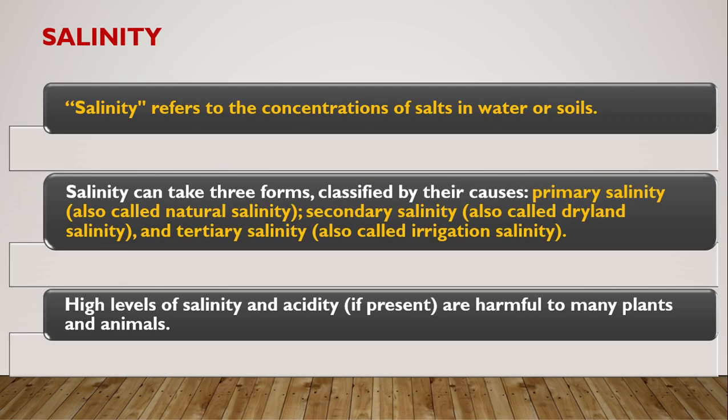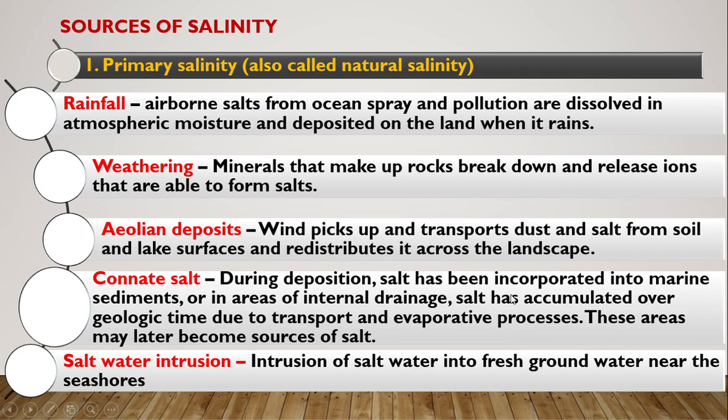As you all know, salinity refers to the concentration of salts in water or soils, and there are three types of salinity: primary, secondary and tertiary. Primary is otherwise known as natural salinity, secondary is known as dryland salinity, and tertiary known as irrigation salinity. The natural salinity may be caused by these reasons: rainfall, weathering, aeolian deposits, connate salt and saltwater intrusion.